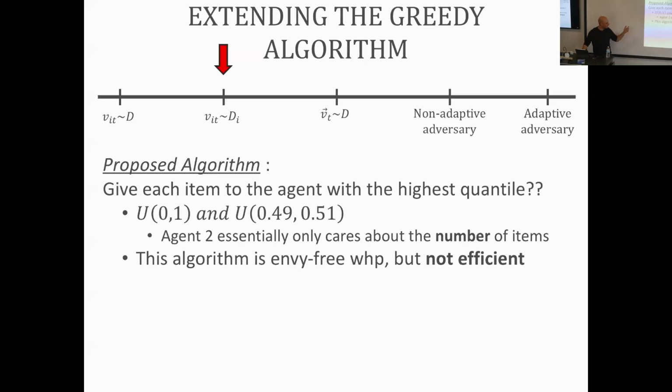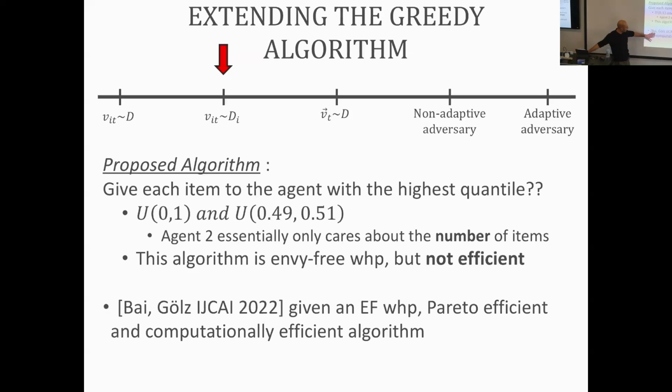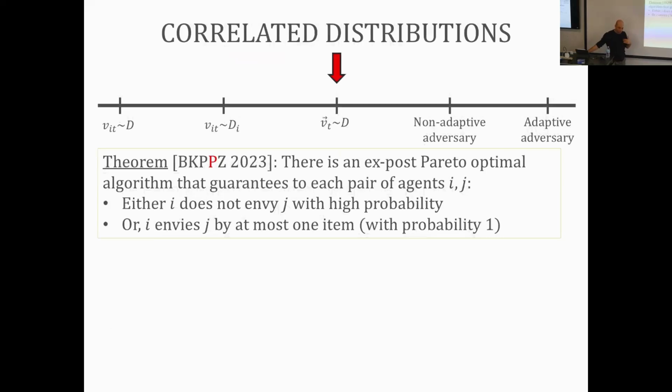Yeah. But Bain Golds gave an EF with high probability, Pareto efficient, and computationally efficient algorithm for this problem. I'm not going to show you the algorithm, so I'm going to show you my own result, which is for the stronger setting. In fact, even in the stronger setting, this is a funny thing because this came before this, but this is not computationally efficient for this because of the representation, but whatever.